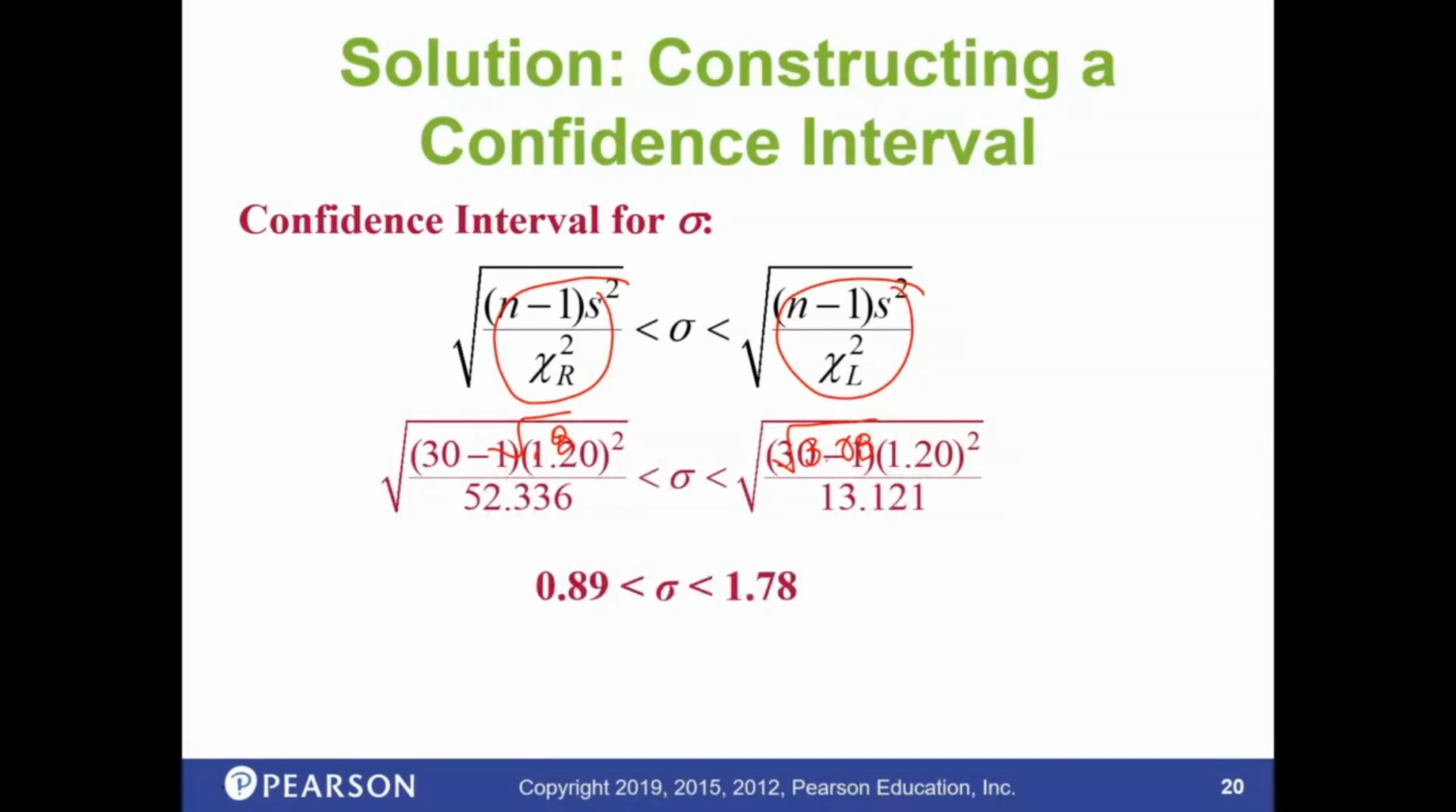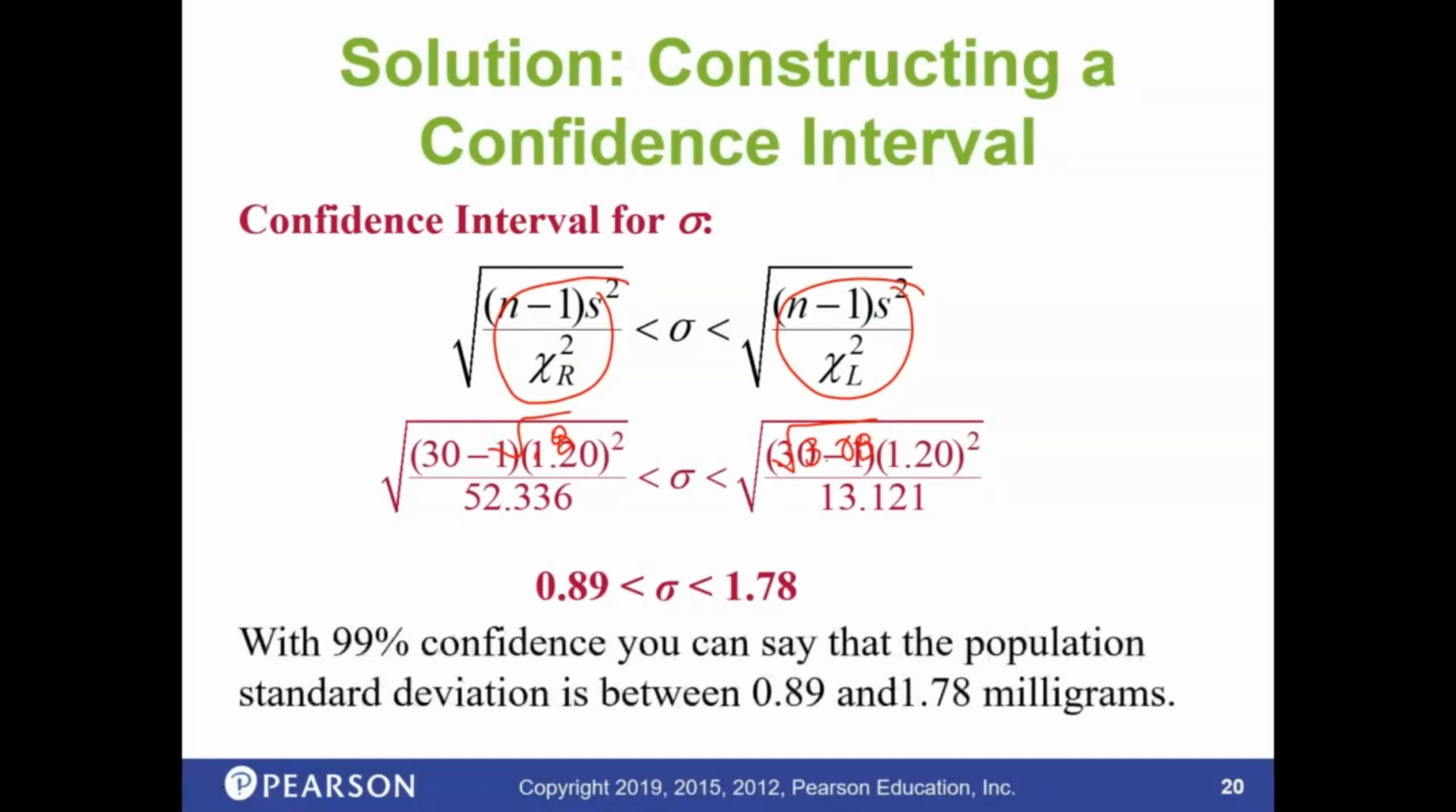Now, when you do the square root, you can be more accurate if you'll go up and copy the decimal. Like if you rounded to 2 places to put it in MyLab, go back up and copy the original number and take the square root there. That will keep you from being off by a tenth or 100 and getting really frustrated on MyLab, okay? So with 99% confidence, you can say that the population standard deviation is between 0.89 and 1.78 milligrams. Any questions on that one?